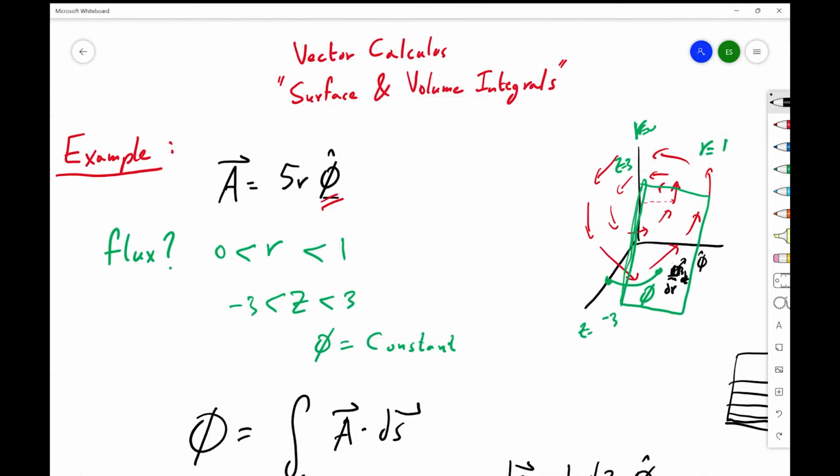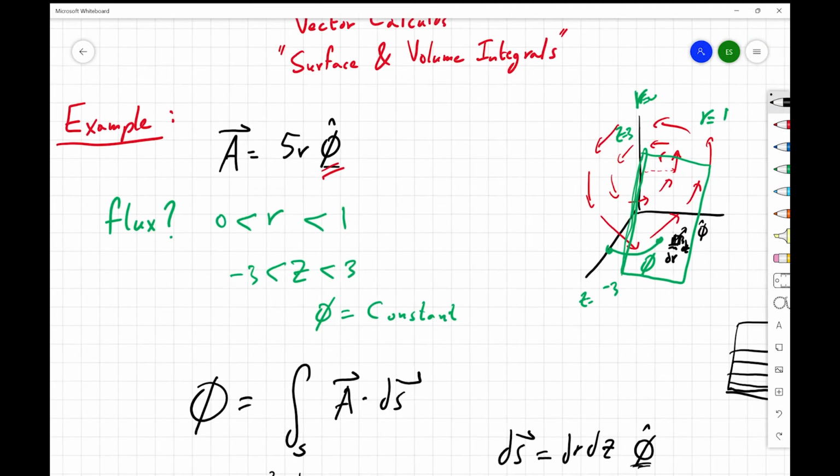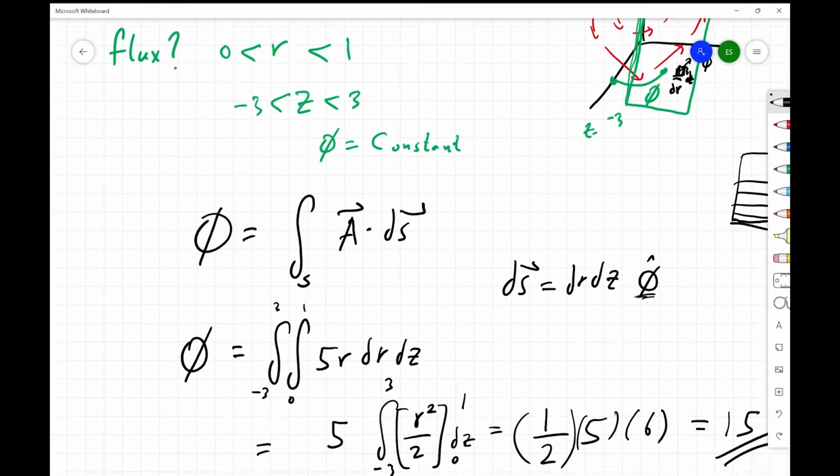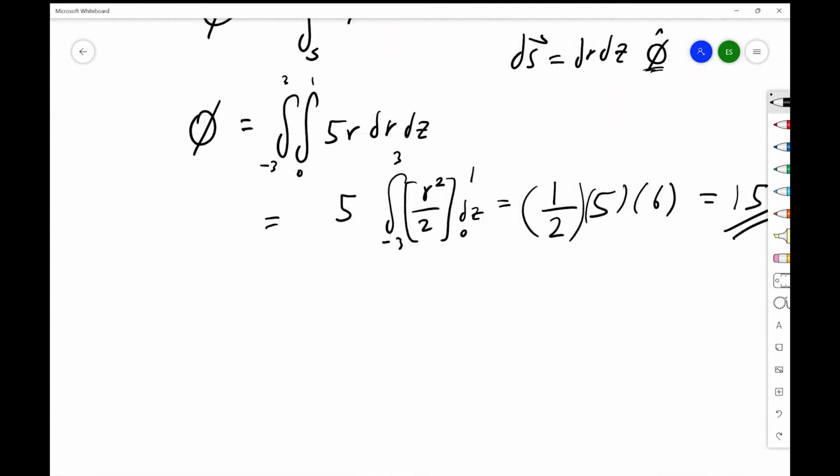So let's spice up this example. This is an example of a surface integral over an open surface. Let's do a closed surface example. So, example.